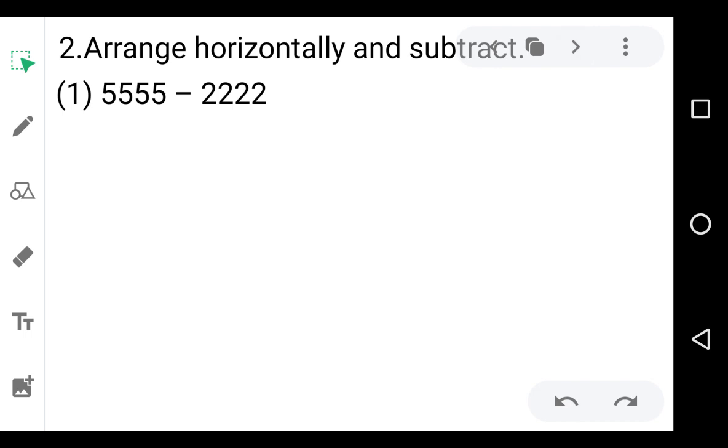Now let's move to the next question. Question number 2. Arrange horizontally and subtract. Here we have to arrange the number horizontally and subtract it. So the first one is 5555 minus 2222. So first we arrange this number horizontally and now subtract it.